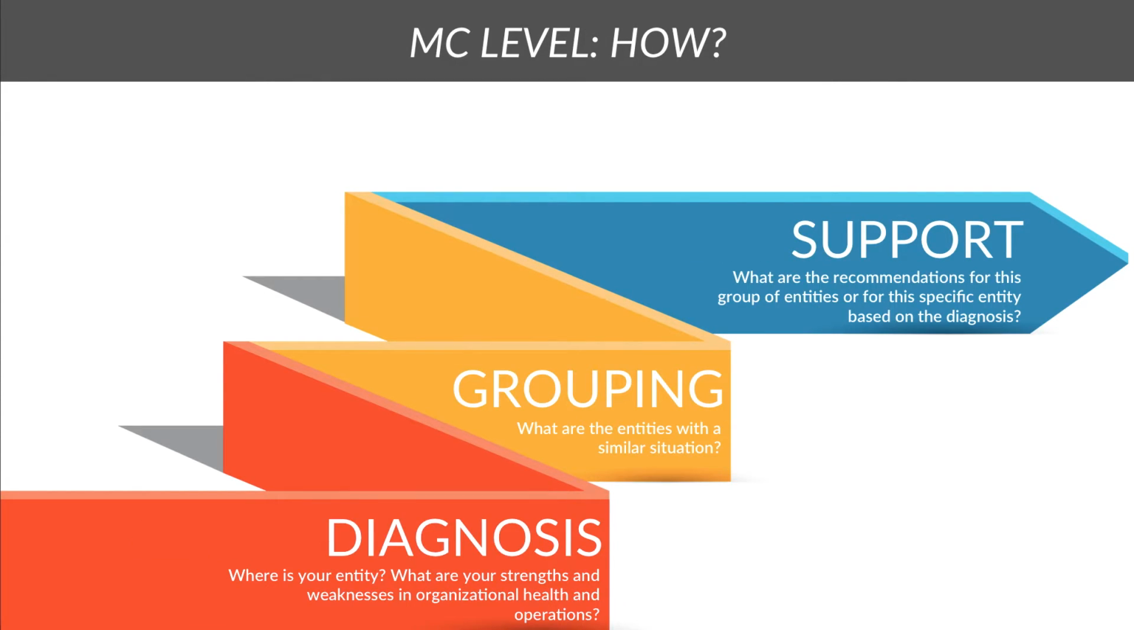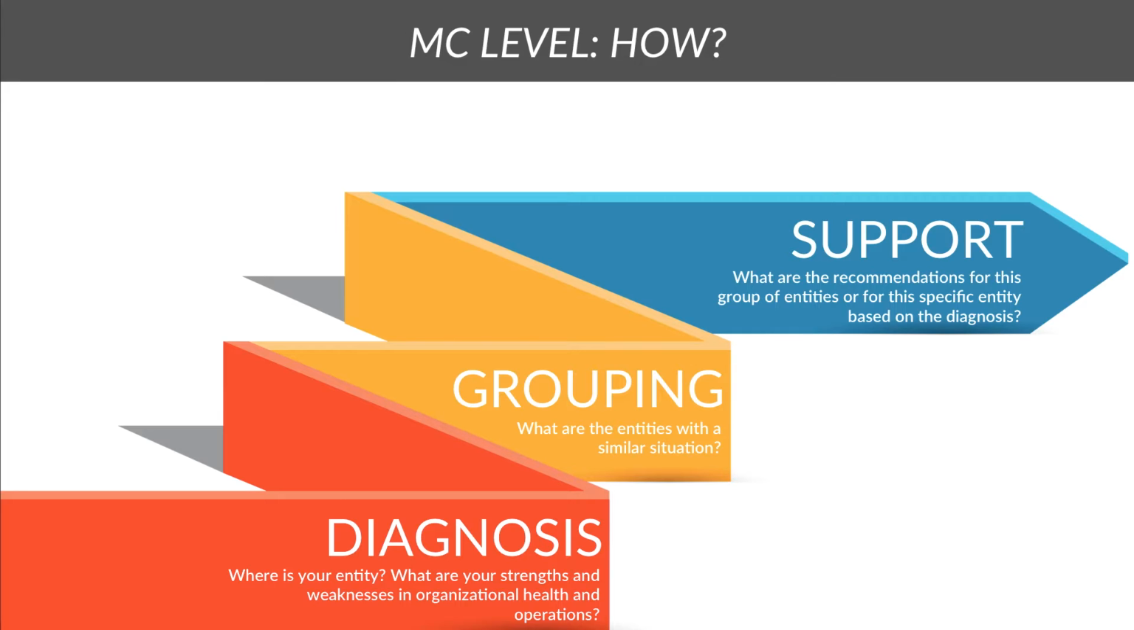The first is diagnosis, so understanding at the MC level, looking at the entities, the local entities. Where is your entity? What are your strengths and weaknesses in organizational health and in operations? Understanding exactly what that entity is and where it is. The second step was to group. So grouping these entities: what are the entities with similar situations? It refers, for example, to the old tiers, the old clusters that we had.